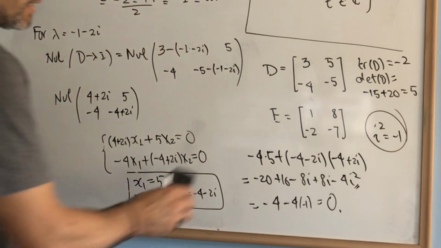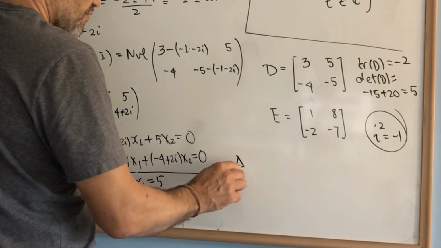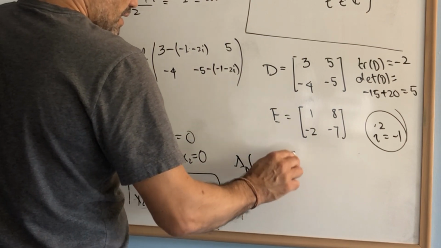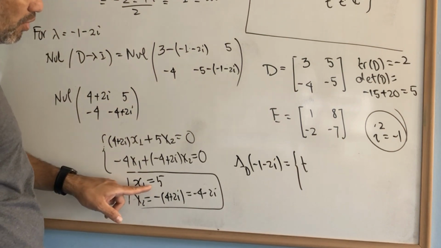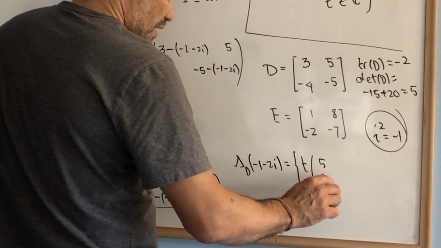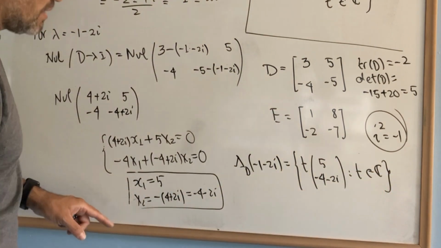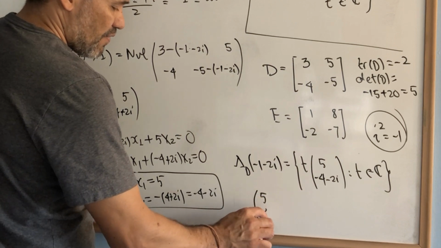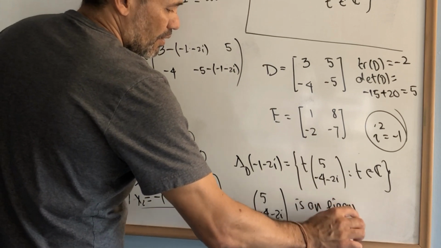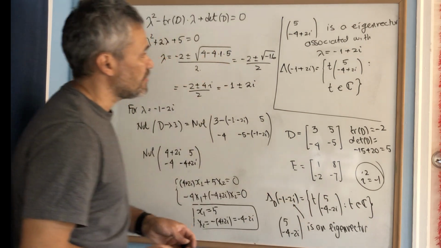And that means that the eigenspace of the matrix D associated with this negative 1 minus 2i is going to be the collection of vectors that are multiples of this eigenvector, which is 5, and here is negative 4 minus 2i, such that t is a complex number. Notice that this vector 5, negative 4 minus 2i is an eigenvector, and this is the eigenvector associated with this eigenvalue.